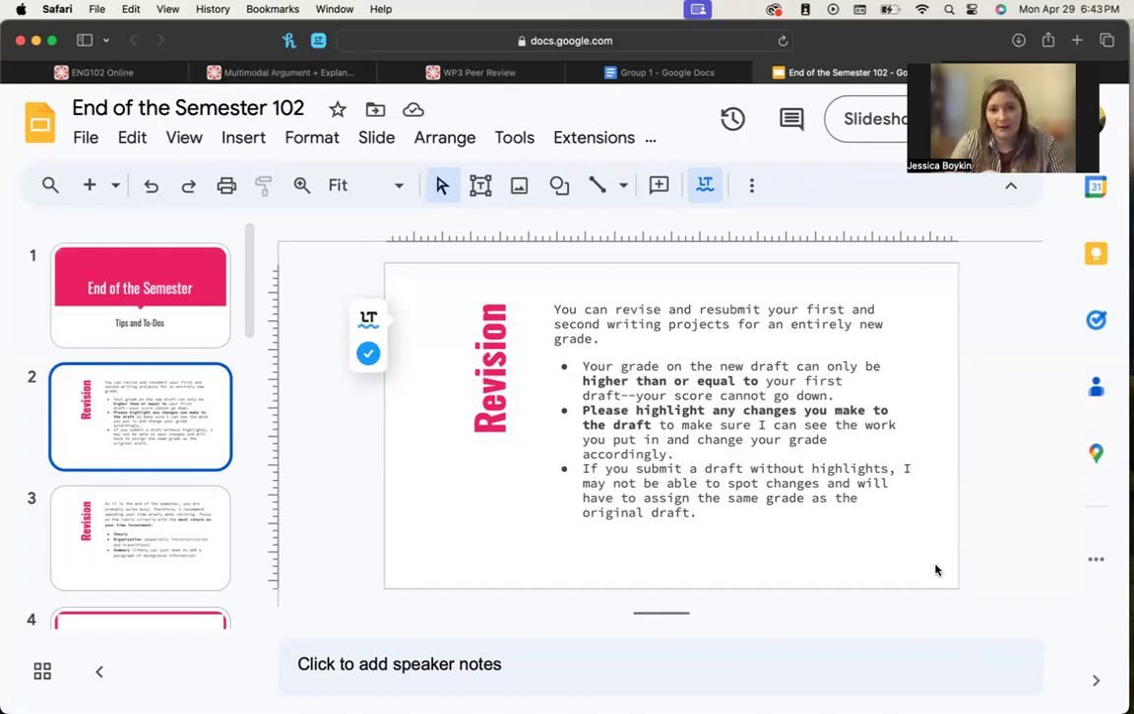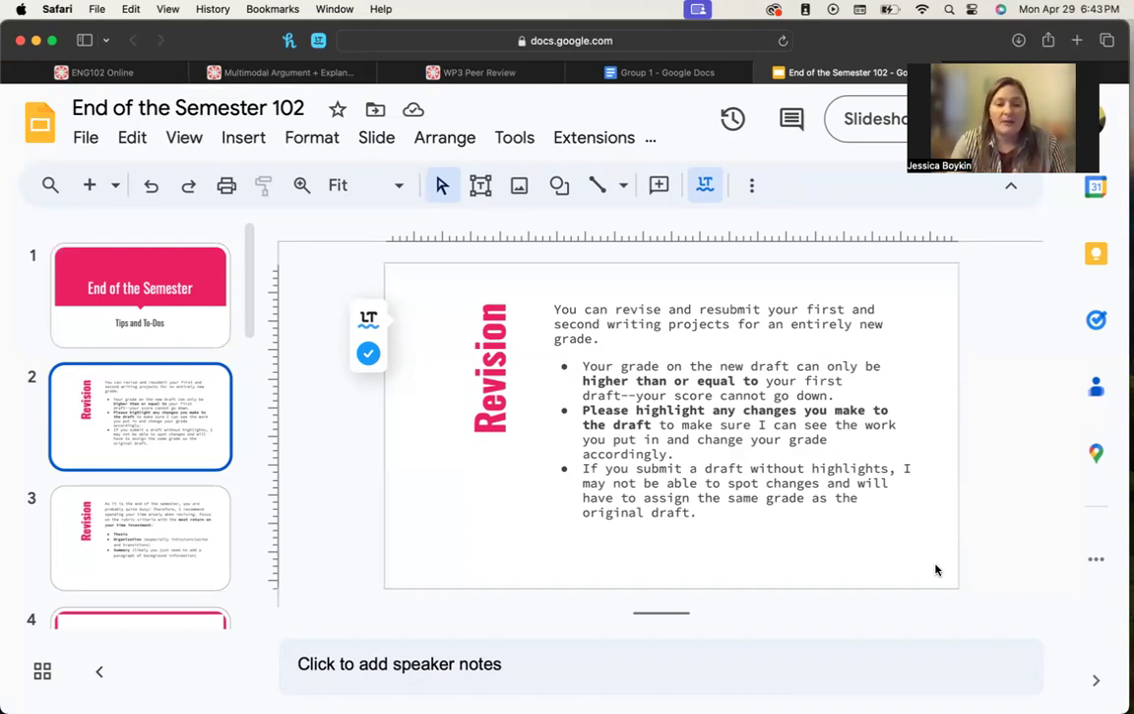And you don't have to fully revise it. You don't have to do a rewrite or anything. Let's say you forgot to put a works cited page on your research paper. Just go ahead and put the works cited page on it and resubmit it. Maybe you didn't put in enough in-text citations. You can go back through and add those. Maybe you messed up something on the MLA. You can go back through and make little changes.